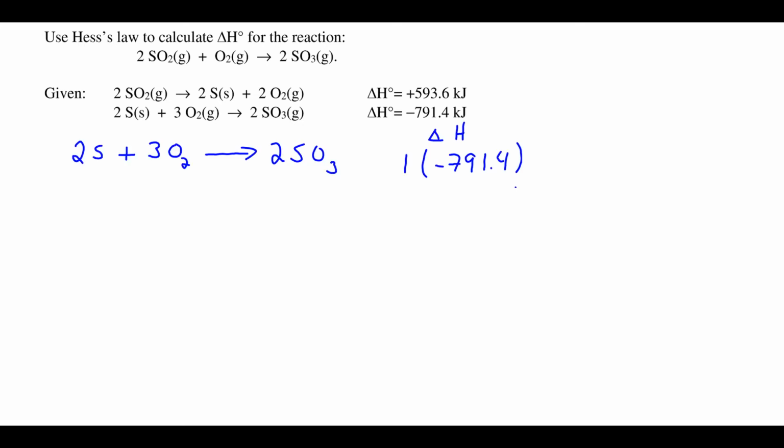Okay, so we've written the value of delta H here. We put the value with the appropriate sign inside the parentheses, and we've had to multiply this by 1 since essentially we haven't changed this equation at all. It appears exactly the same as it does up here.